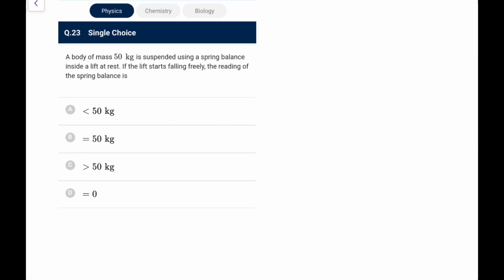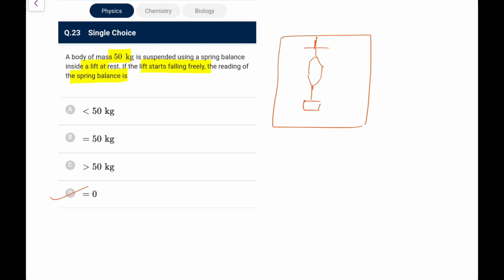Next one, a body of 50 kg is suspended using a spring balance inside a lift at rest. If the lift starts falling freely, the reading of the spring balance is, always remember, whenever there's a free fall, every bond is broken, every normal and tension always becomes 0. Because here, let's say this is your spring balance, and because the lift is in free fall, let's say it is suspended like this. Okay, let me draw it.